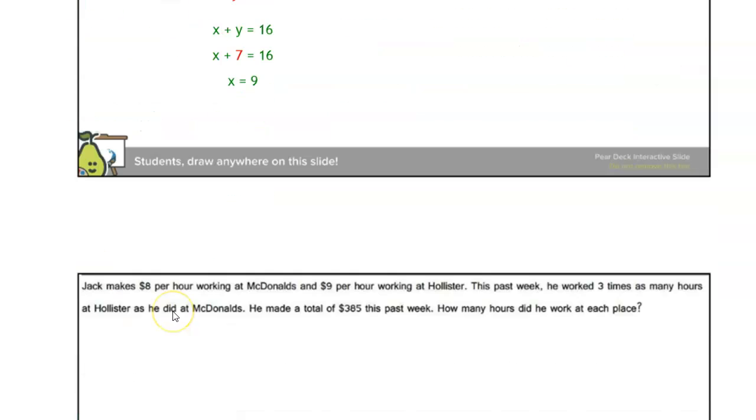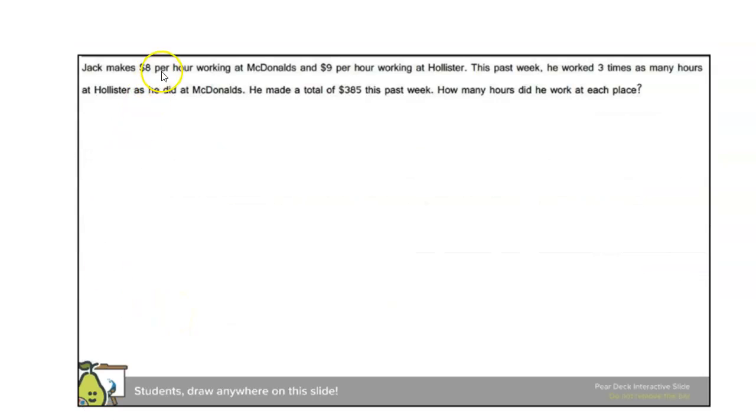All right, coming up to the end here. Jack makes $8 working at McDonald's per hour, right? $8 per hour, that means we're multiplying by the number of hours. And $9 per hour working at Hollister, there's that per hour again, we're multiplying that $9 per hour. This past week he worked 3 times as many hours at Hollister as he did at McDonald's. He made a total of $385 this past week. Not that bad. How many hours did he work at each place?